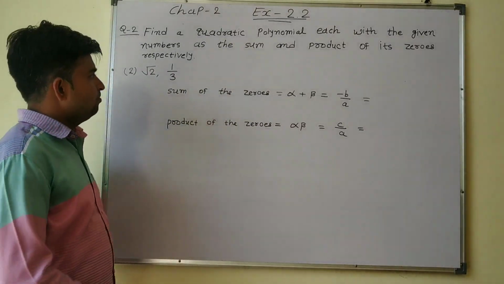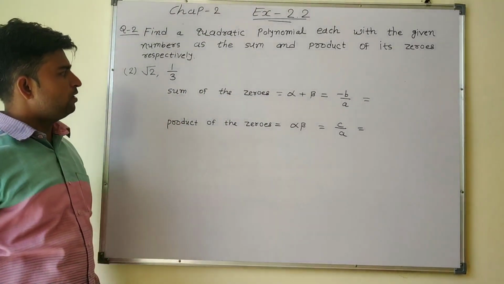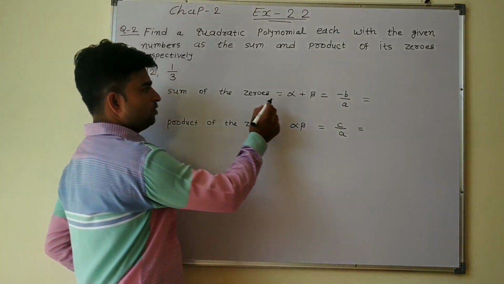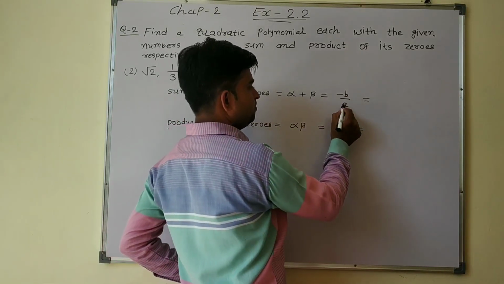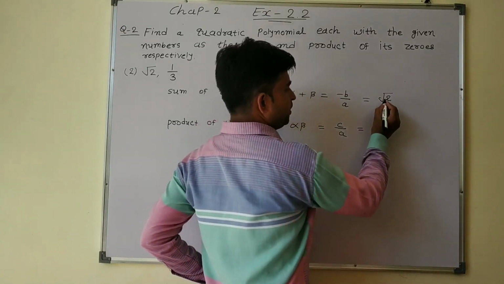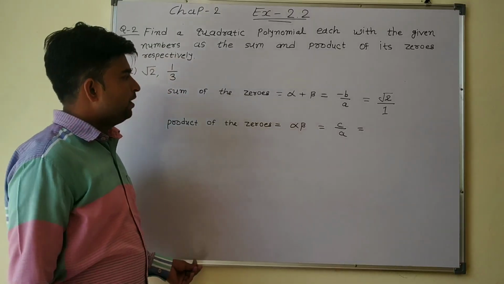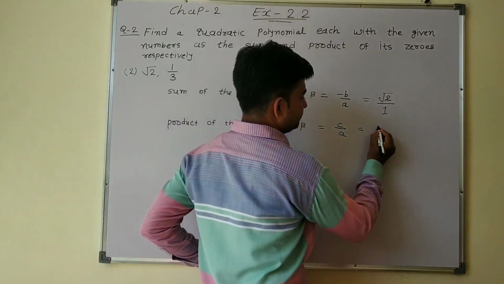Now let's see the second question. In the second question, root 2 is the sum of the zeros and 1 upon 3 is the product of zeros. So the sum of the zeros is equal to alpha plus beta is equal to minus b upon a, and it is equal to root 2. Here nothing is given in the denominator, so we can write 1. Now the product of zeros is equal to 1 upon 3.